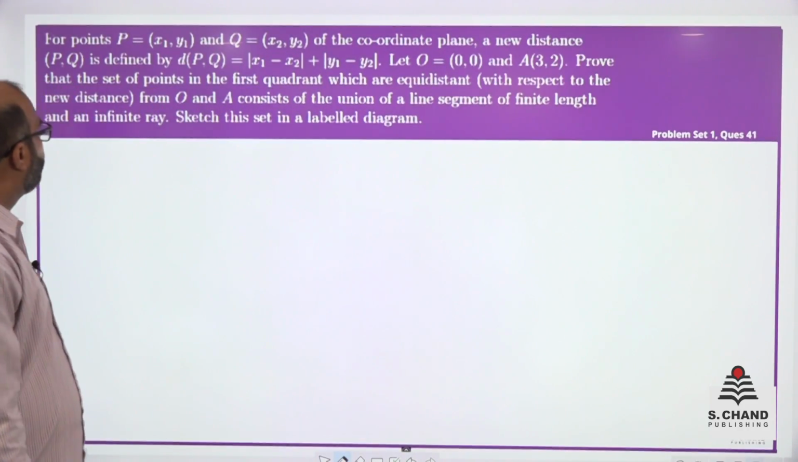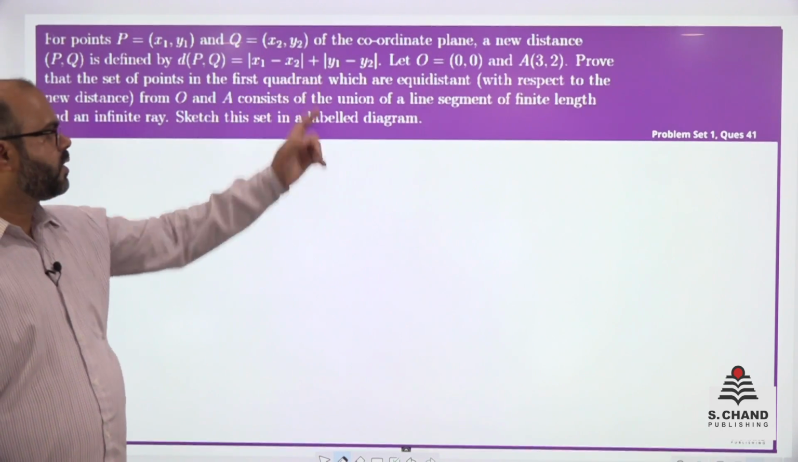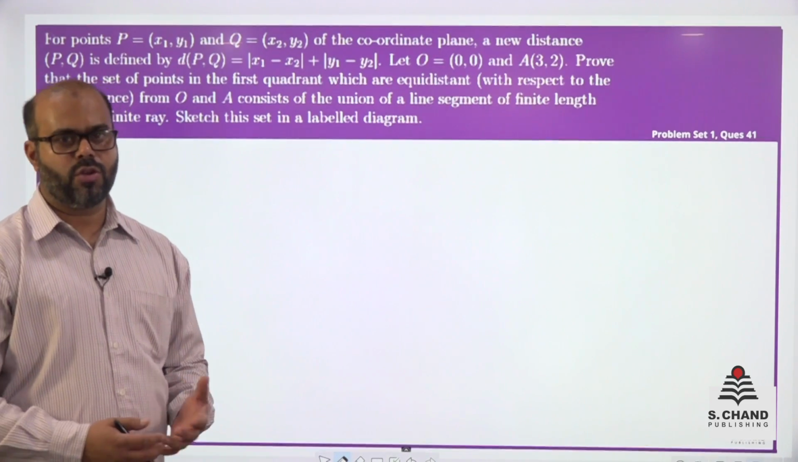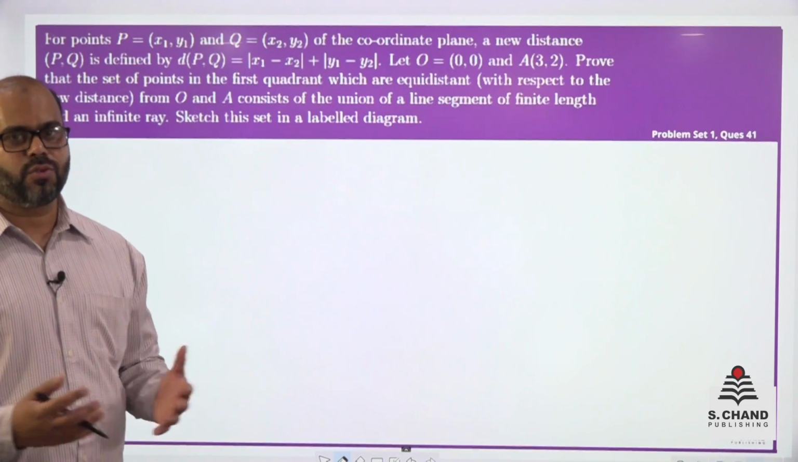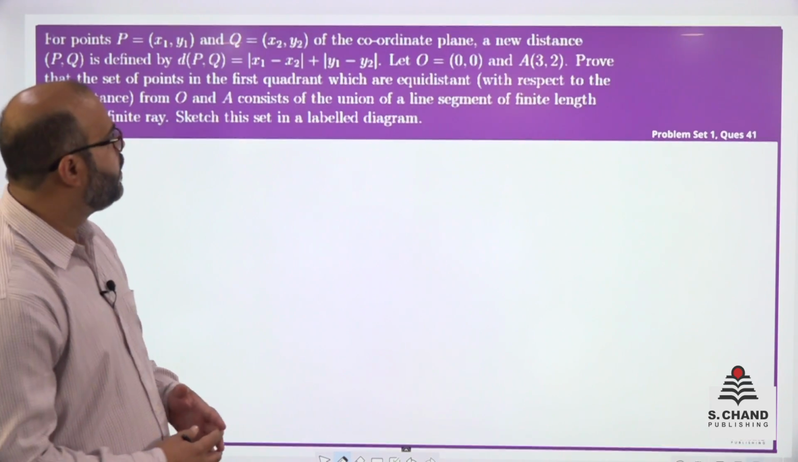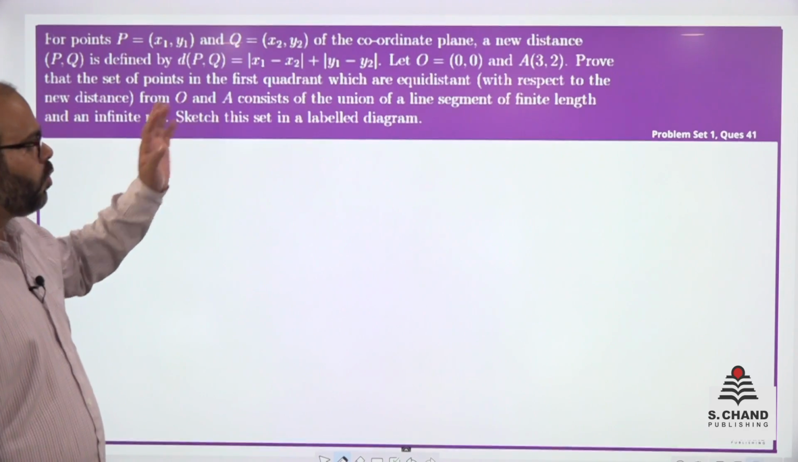Next question. This is a question which came in IIT also. For points P = (x1, y1) and Q = (x2, y2) of the coordinate plane, a new distance PQ is defined by d(PQ) = |x1 - x2| + |y1 - y2|. So this is a new type of distance. This is not the distance which we usually define as root over (x1 - x2)² + (y1 - y2)². So let O, which is the origin, be (0, 0) and A be (3, 2).